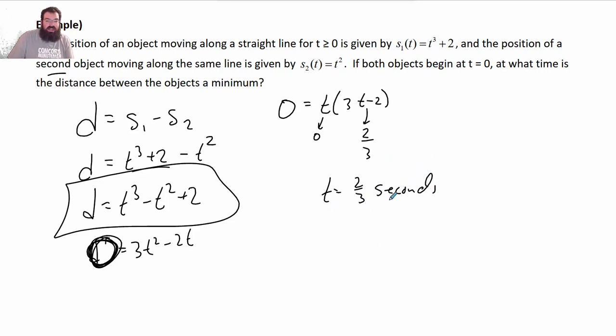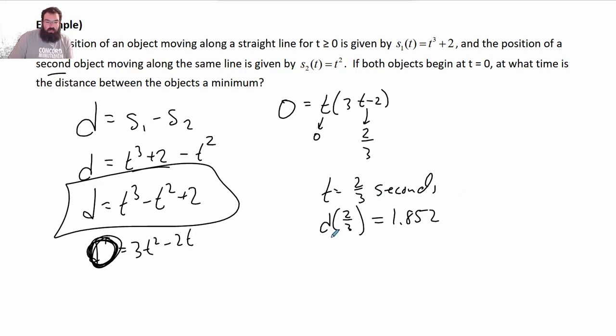If I wanted to find the actual distance, well, it doesn't ask for the final distance. It says at what time. So time is 2/3 seconds. But if it asks you to find the distance, then I would plug that into the original formula. So I would get d of 2/3, and once I plug that in, I would get about 1.852 feet or yards or meters, probably meters in this case, since we're dealing with particle movement.